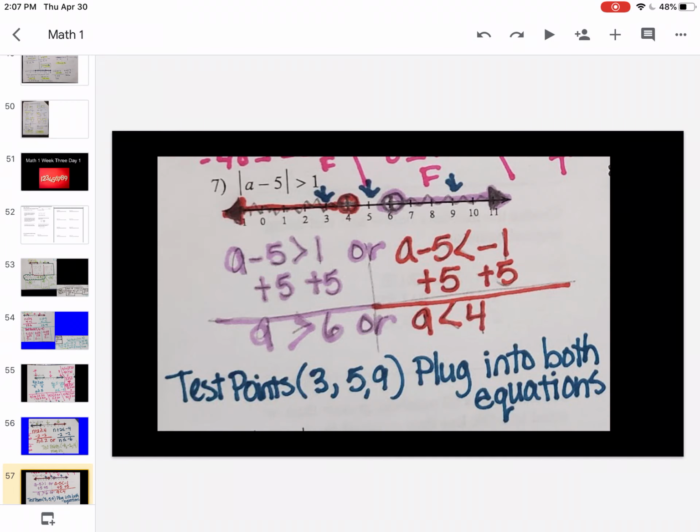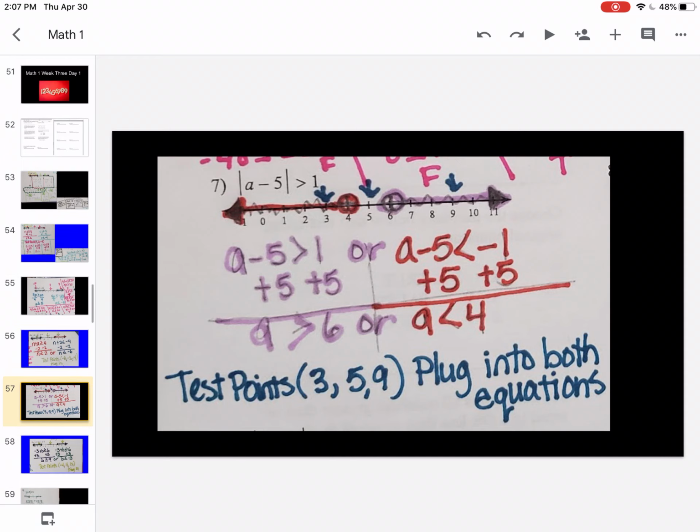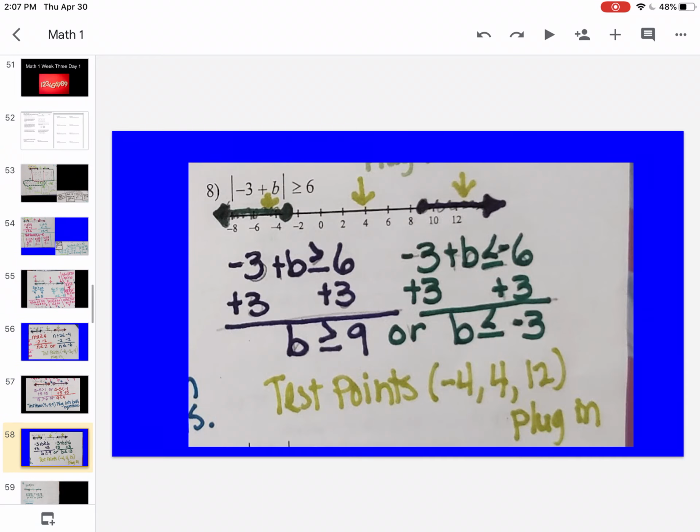For the next one, the same thing. You can see in purple the first equation, in red the second equation, and then put in your test points. So those are the test points you're plugging in for A. For number 8, you rewrite the equation, add 3 and solve, and then test points: plug them in and solve.